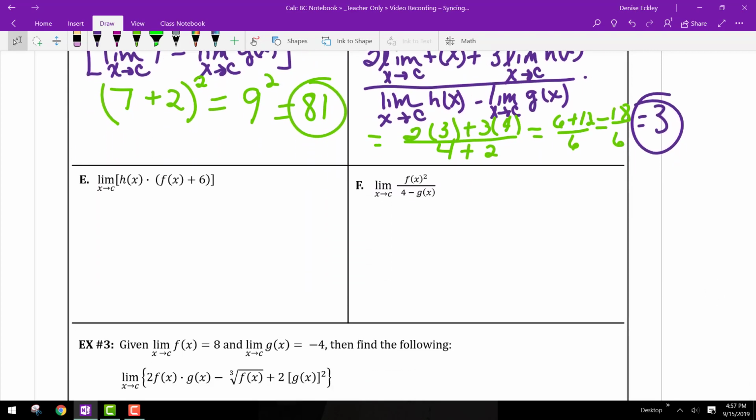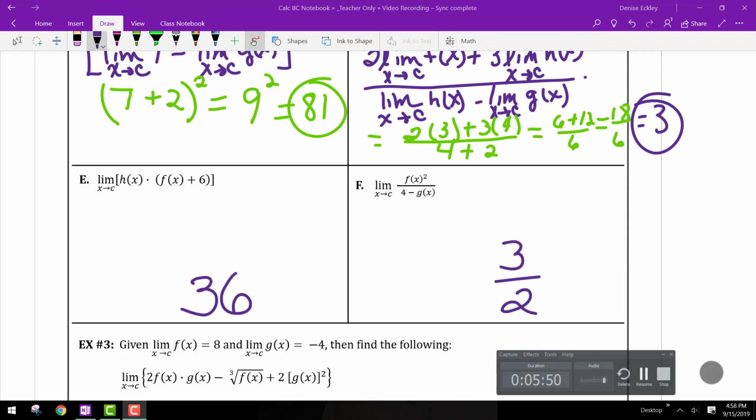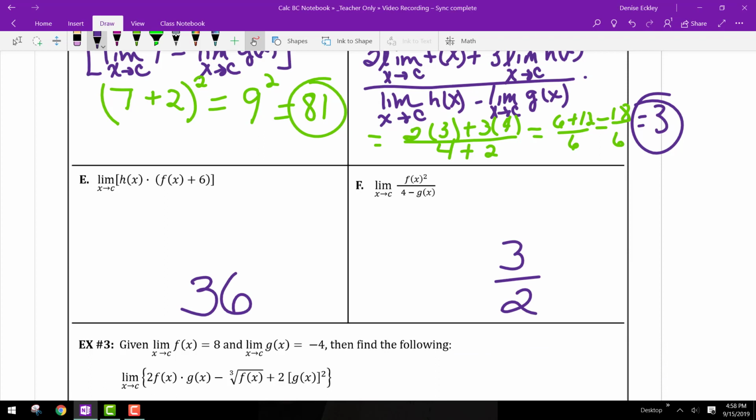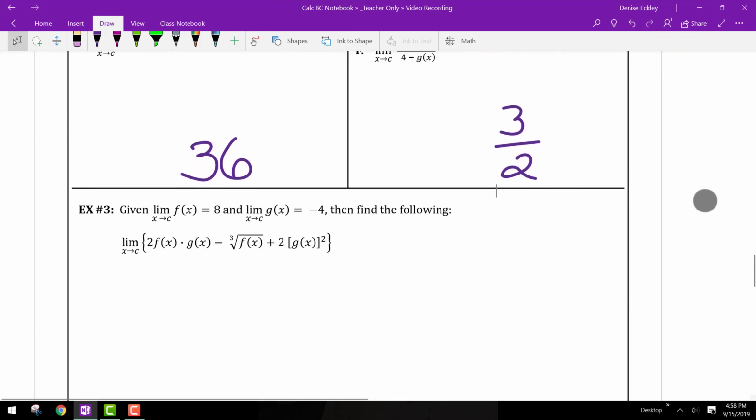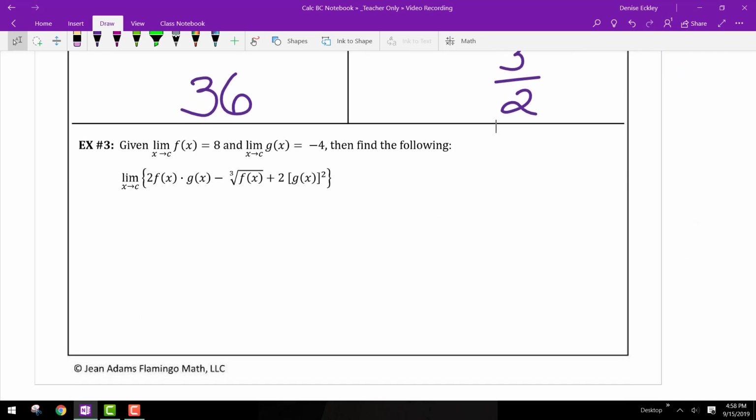Okay. Again, I'm going to leave the last two for you guys to do. So take a second, pause the video, do them, and then I will write the answers. Okay, there's the answers to the last two. So E is 36 and F is 3 over 2. And again, I'm also going to leave example 3 to you to do. And you'll see it's a little more involved, but not any harder. And I'm not going to post the answers. So we'll talk about this one in class, example 3. So we'll see what you get for this problem.